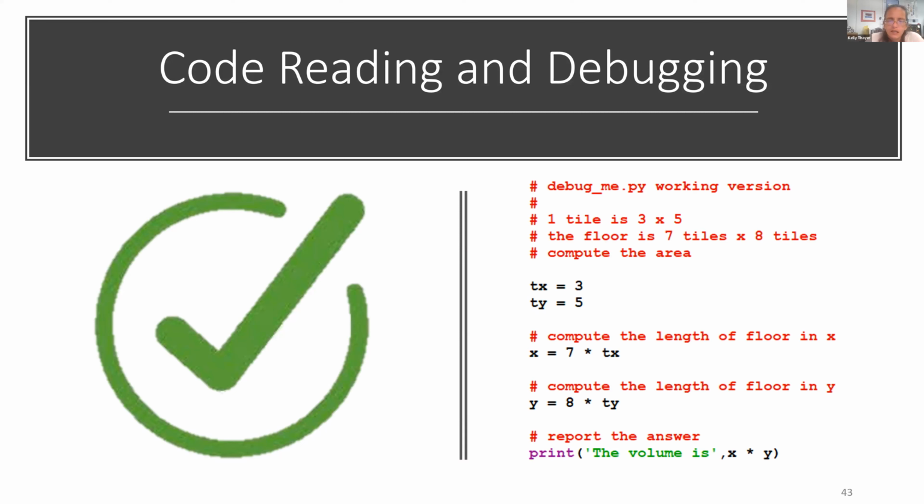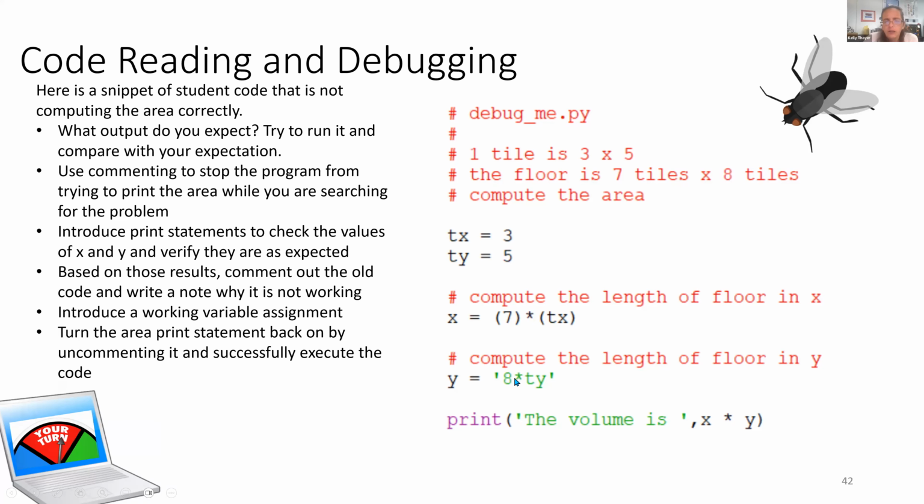All right, let's take a look at this debugging here. The problem had to do with this line right here. Did you catch that? In the original one, the 8 times ty was in the string. So what happens when you run this code is you'll have 7 times tx, which is 3, 21, y equals 8 star ty, which is going to remain a string. So y is a string and x is the integer 21. So what will you get? You'll get repetition 21 times of this expression here, which is not what we had in mind.